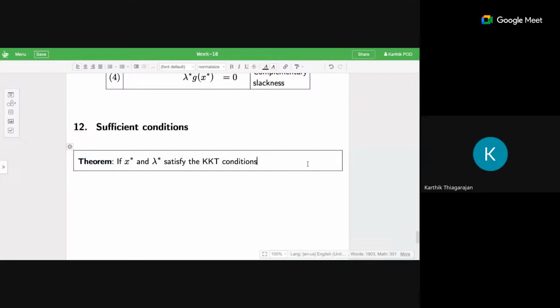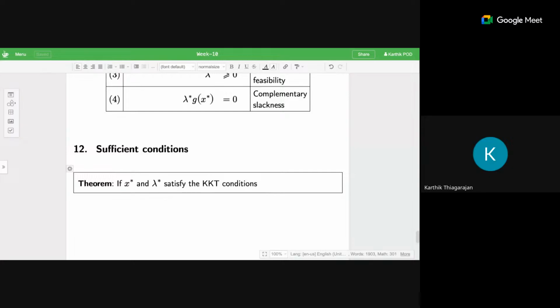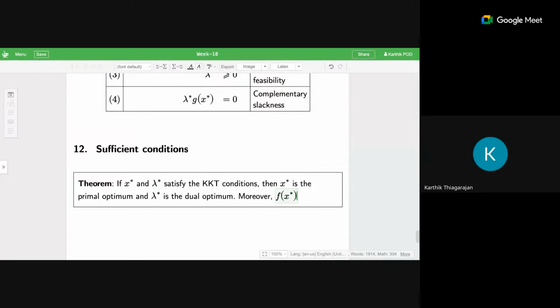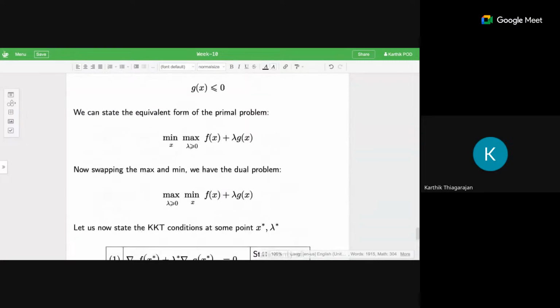If x star and lambda star satisfy the KKT conditions, then x star is the primal optimum and lambda star is the dual optimum. Moreover, f of x star equals d of lambda star. Okay, what is d? I haven't defined d.